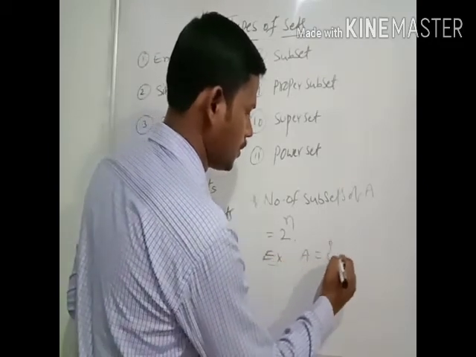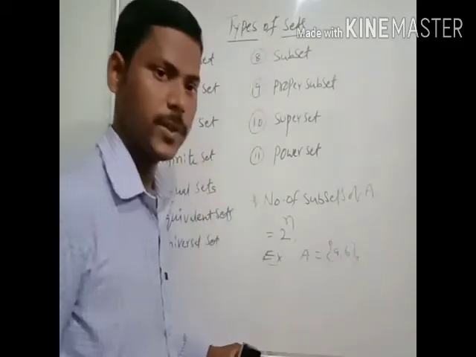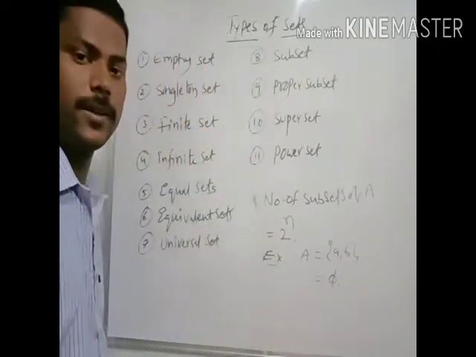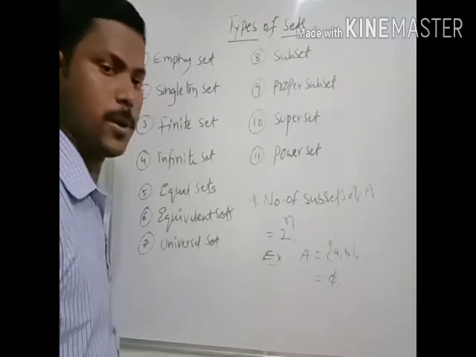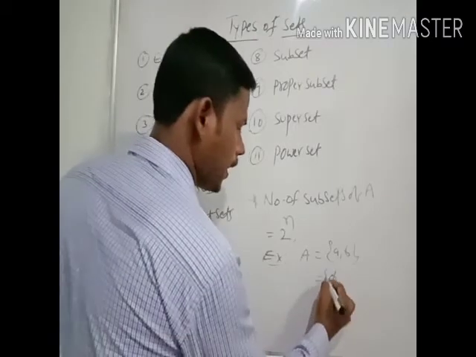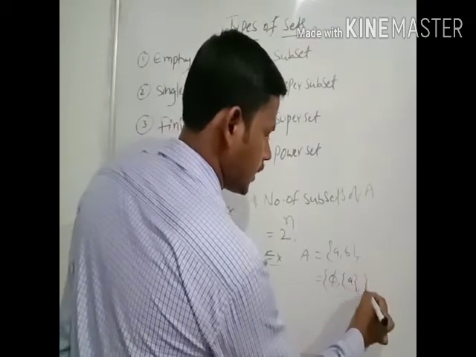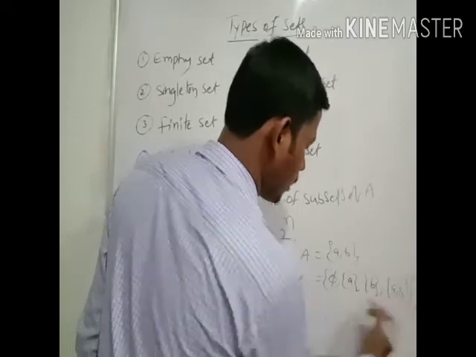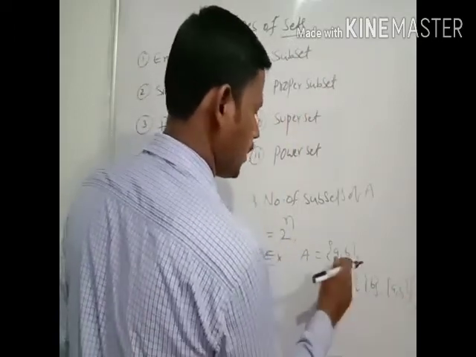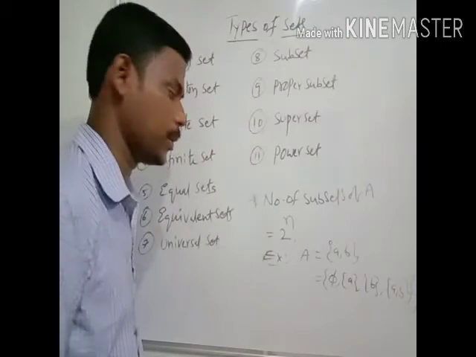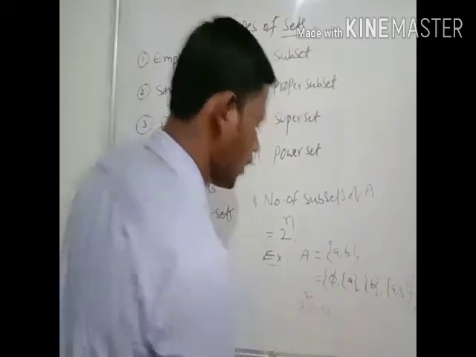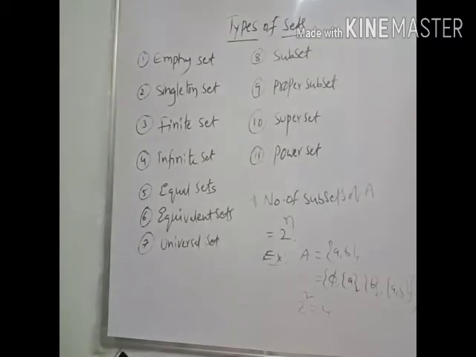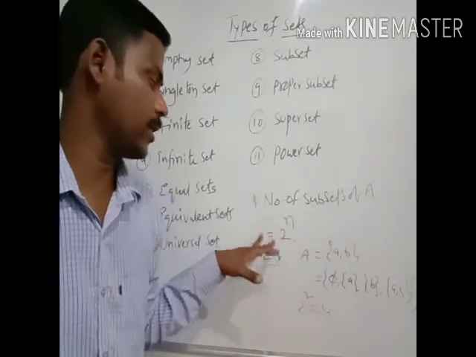A is equal to {a, b}. Okay, write all the subsets. Empty set, because the empty set is a subset of any set. Then singleton set {a}, singleton set {b}, and {a, b}. Count here children, how many? 1, 2, 3, 4. Here how many elements are there in set A? 2. So 2 squared is how much? 4. So this is the formula to find the number of subsets of a set, equal to 2 to the power of n.